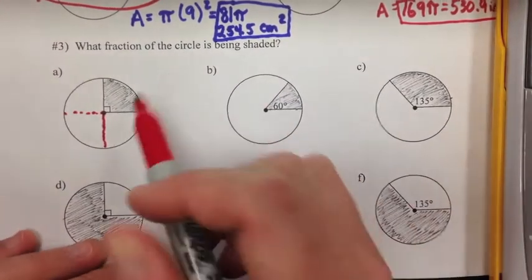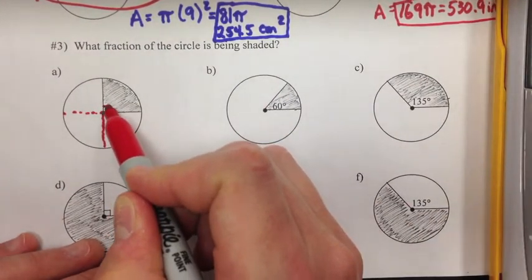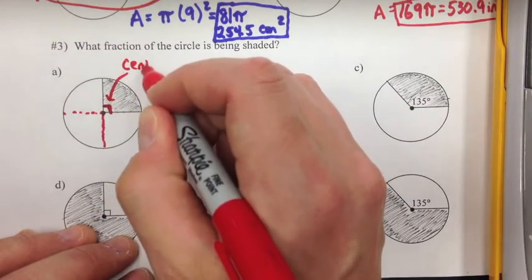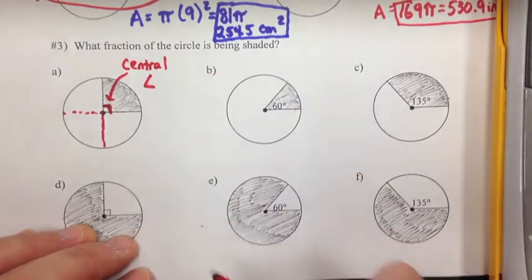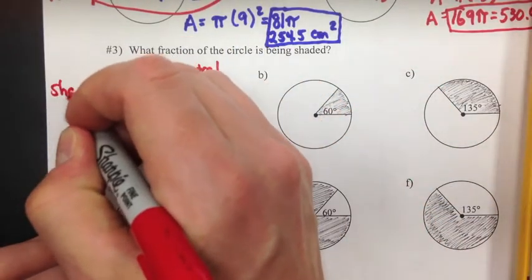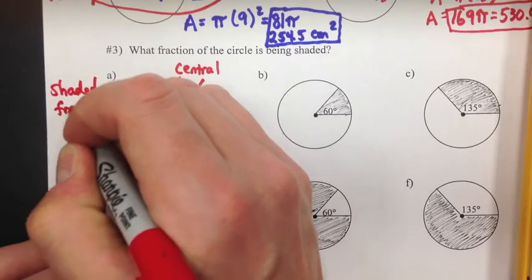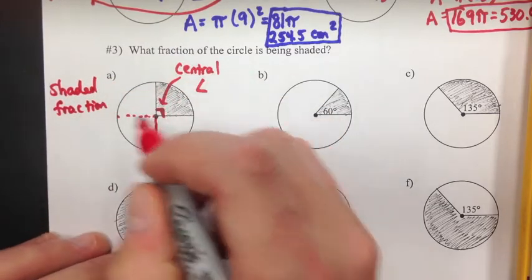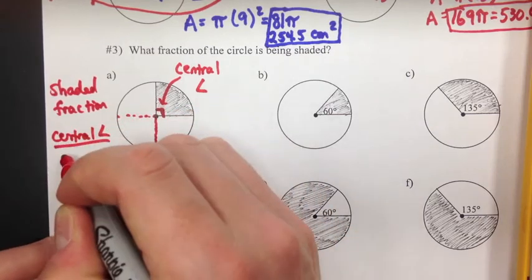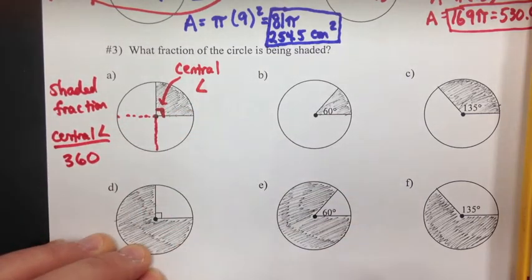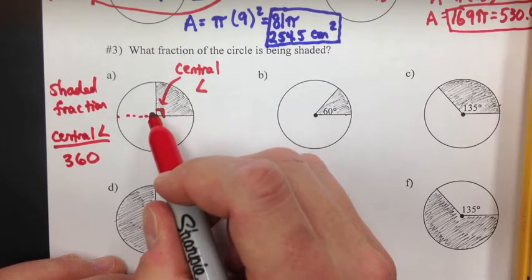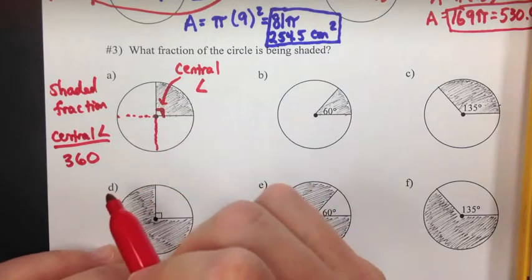Well, what you do is you look at the central angle measure. The central angle is 90. Okay, so let's write down that's the central angle. To find the fraction that's being shaded, shaded fraction is we take whatever the central angle is, and divide by 360. Because the total central angle measure of a circle is always 360 degrees. So take that, divide by 360.